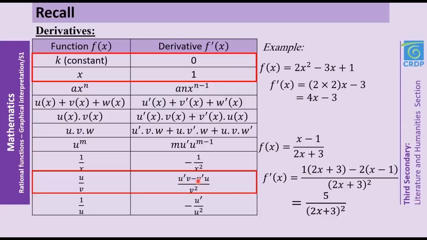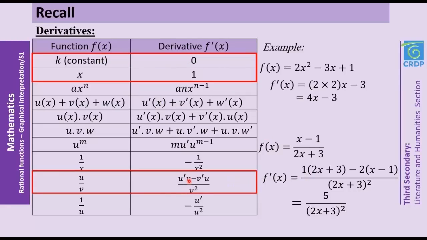U prime and v prime are the derivatives of u, the numerator, and v, the denominator. So let's start with u prime. The derivative of the numerator, x minus 1, is 1 minus 0, which is 1.